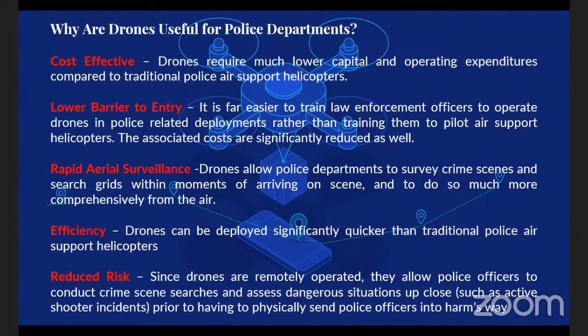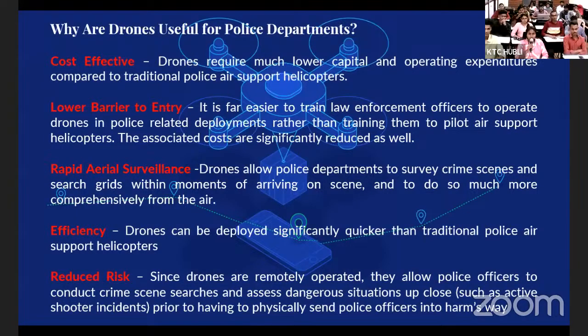Sure. Why are drones useful for police department? Because they are cost effective, low barrier to entry, rapid aerial surveillance, efficiency, and reduced risk. As they are cost effective, drones require much lower capital and operating expenditures. Lower barrier to entry. It is far easier to train law enforcement officers to operate drones in police related deployments rather than training them to pilot air support helicopters. The associated costs are significantly reduced as well.